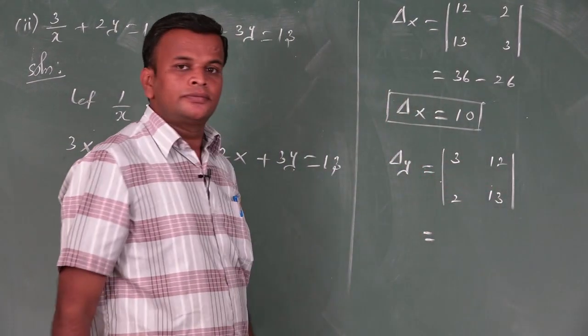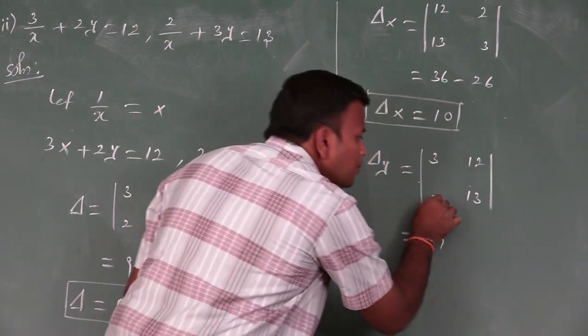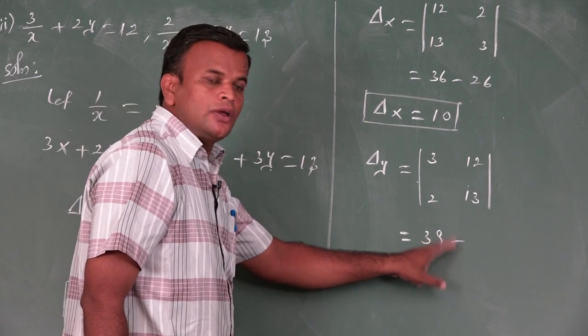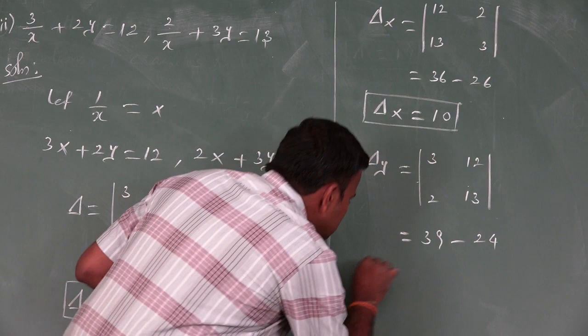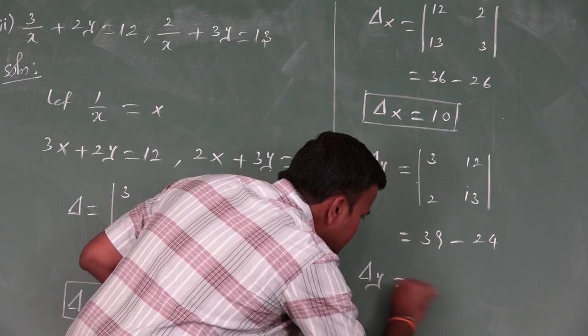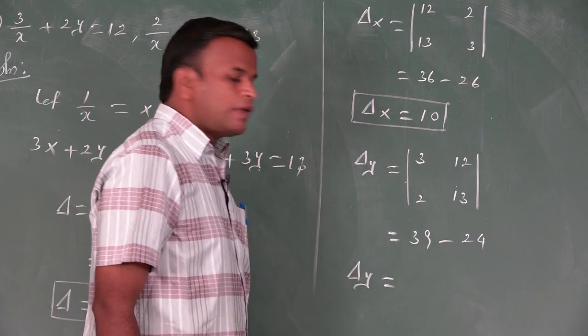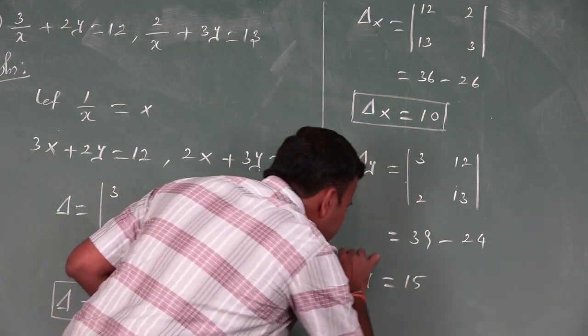3 × 13 is 39. Both are plus symbol, so minus. We multiply one minus, so I put minus. 2 × 12 is 24. So the value of del y is equal to 39 minus 24. 9 minus 4 is 5, 3 minus 2 is 1. So it is 15.